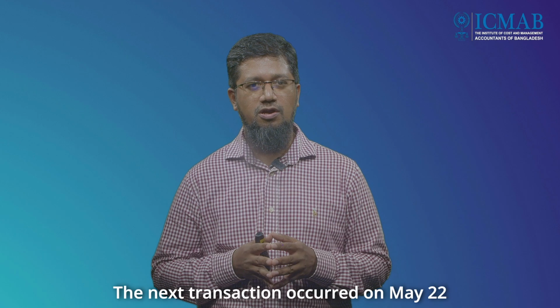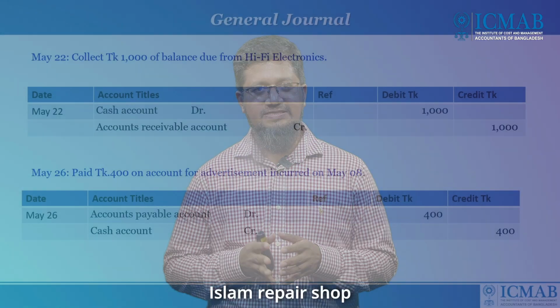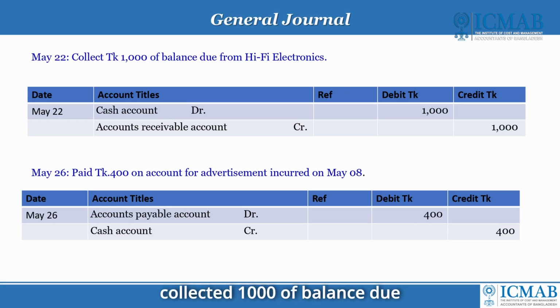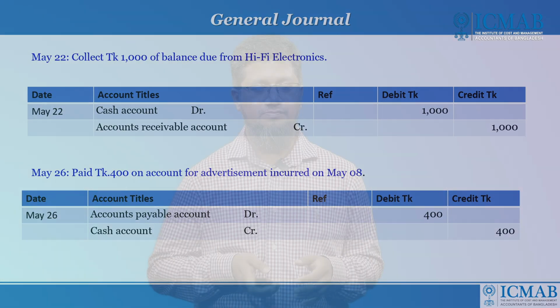The next transaction occurred on May 22. Islam Repair Shop collected 1000 of balance due from Hi-Fi Electronics. As it has received cash, asset has increased, so cash account should be debit, and as it has collected from the customers, the remaining balance from the customer has decreased, that means asset has decreased, so account receivable should be credit. So the journal entry should be cash account debit 1000 and account receivable credit 1000.